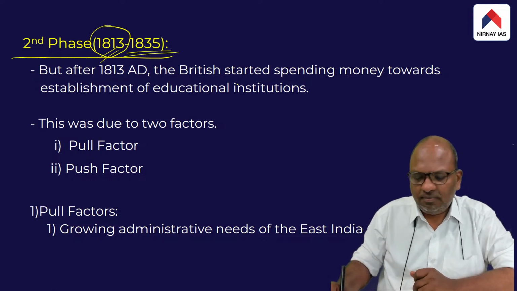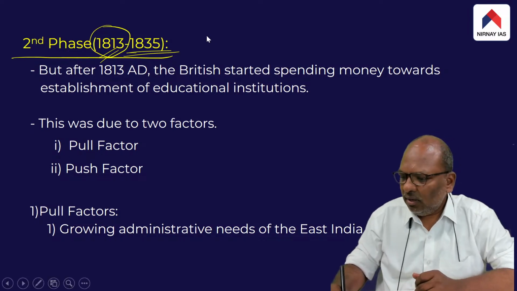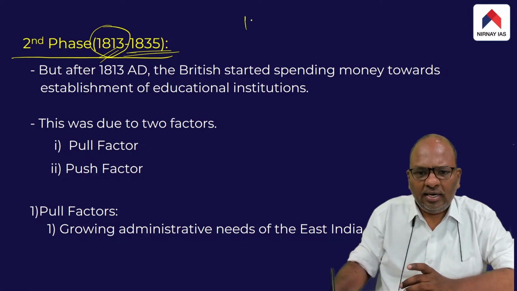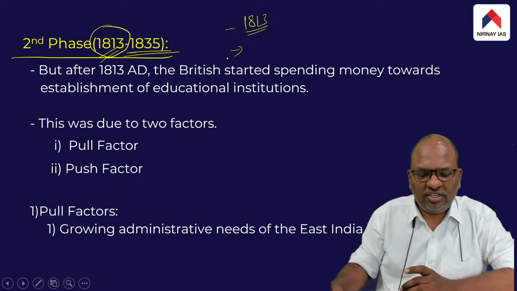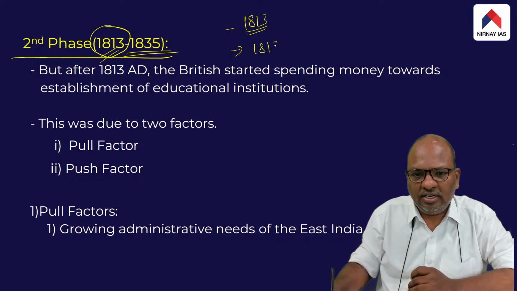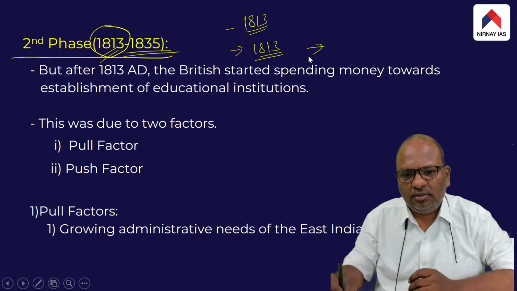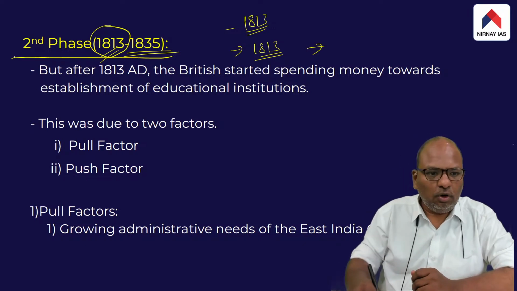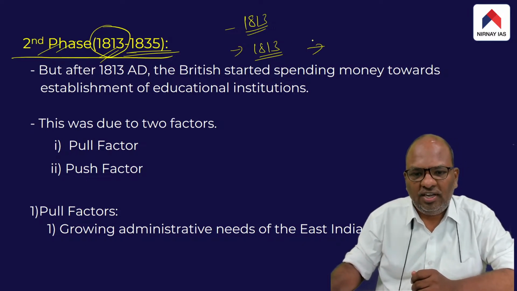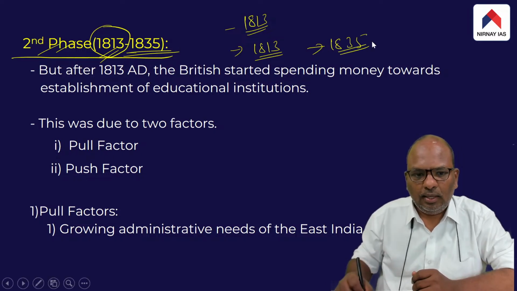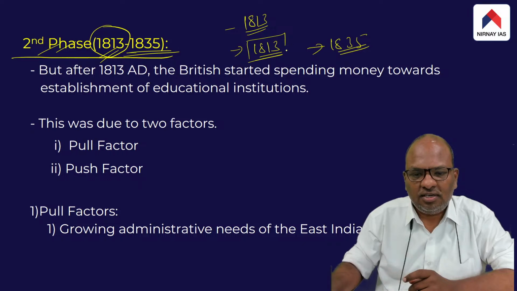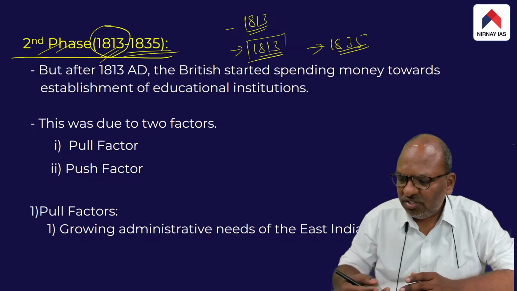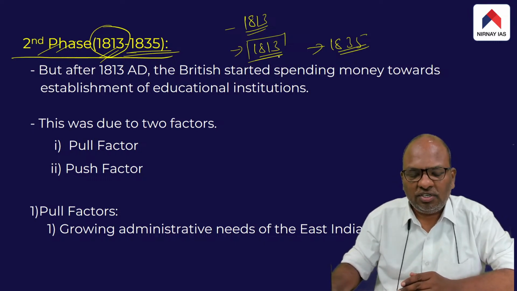During this phase, the British started spending money on the establishment of educational institutions. Till 1813, the British by and large remained indifferent. But from 1813 onwards, the British started spending some money towards education. Got the point? Therefore, we call this the second phase, which lasted between 1813 and 1835. But why did the British all of a sudden start spending money towards education from 1813?